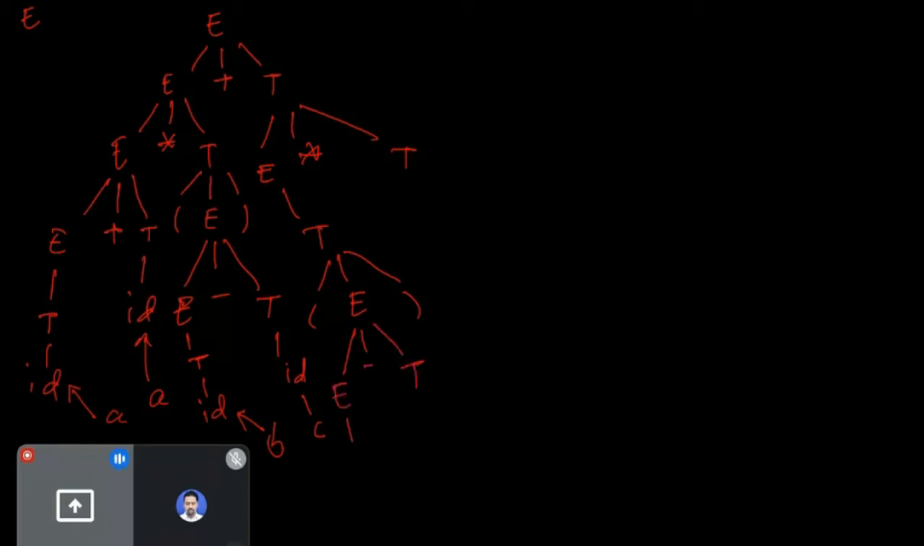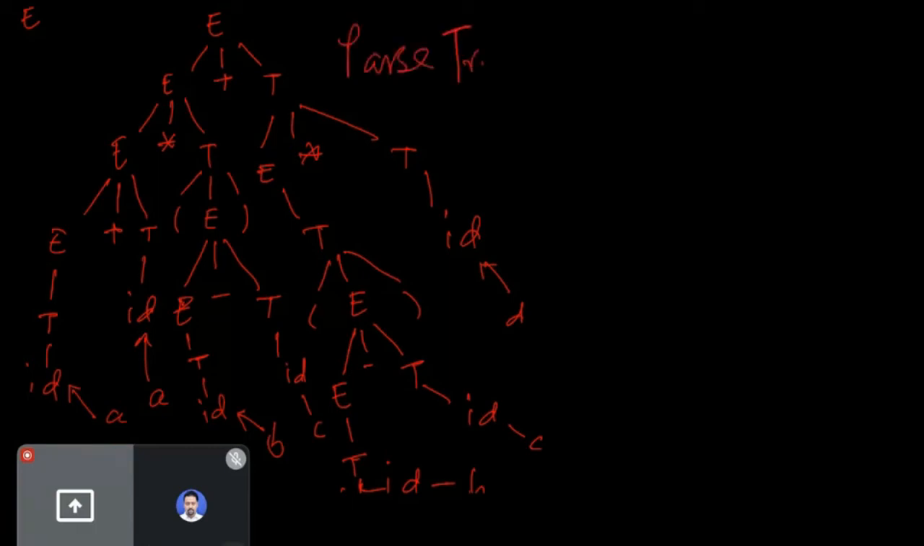This E can give us the same thing, E minus T. This E can give us T, T can become ID, and this ID can become B. And this T can become simply ID, which can be C. And multiplication D is there, so this T can be ID and this can become D. So you can see this is a parse tree for this given expression using the grammar.